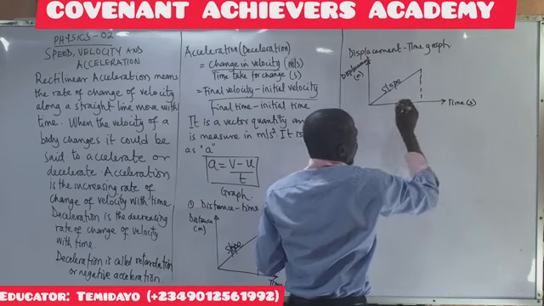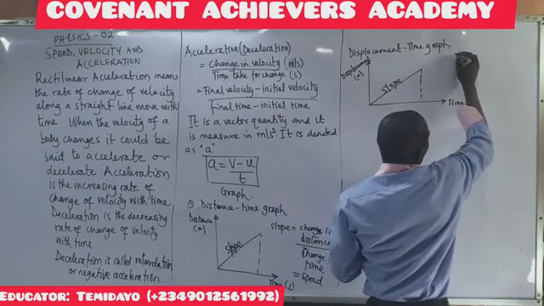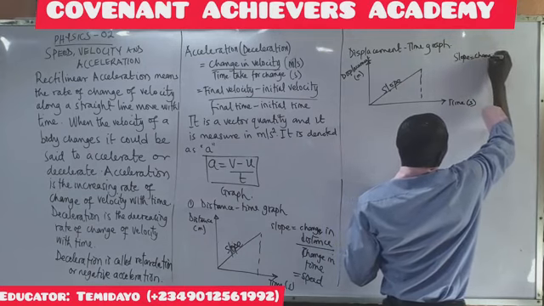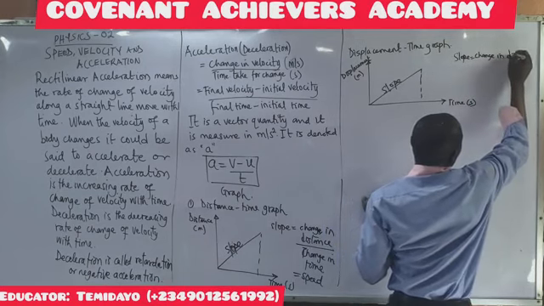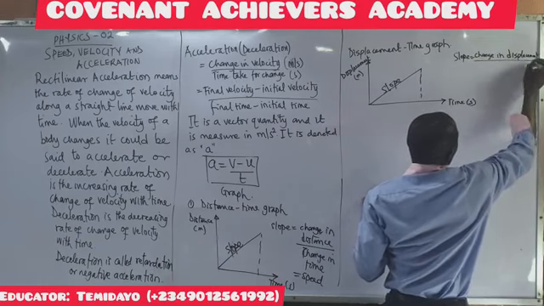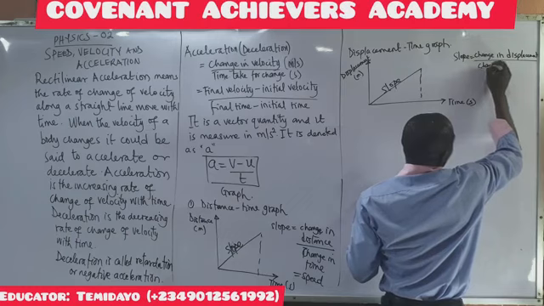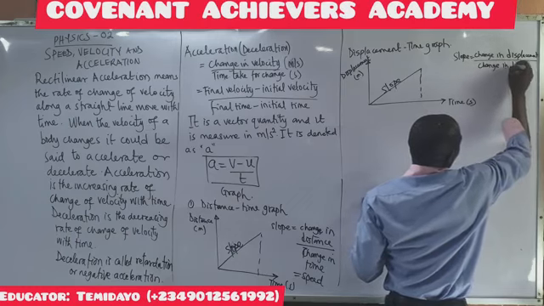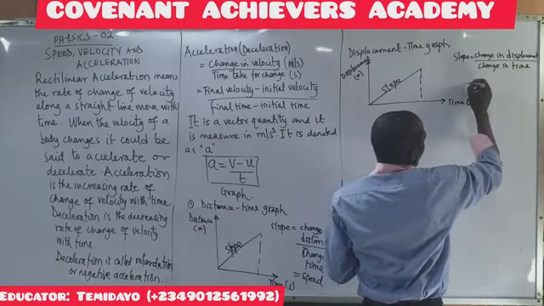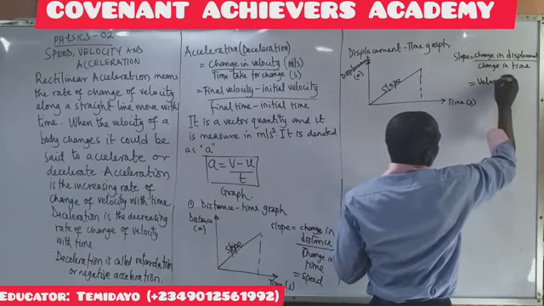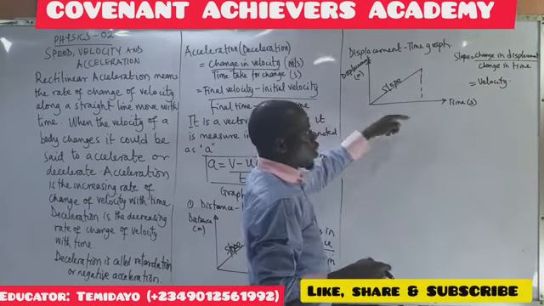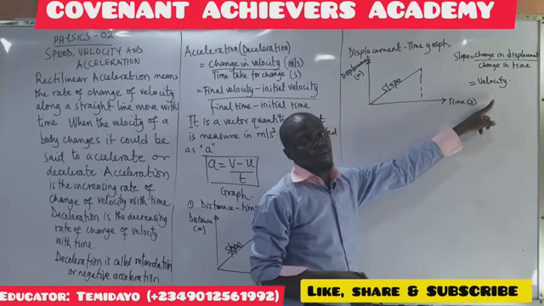And just like what we said in the first case, we are having the slope here to be change in displacement over change in time. When you have change in displacement over change in time, that gives us what we refer to as velocity. So the slope of a displacement-time graph gives us what we refer to as velocity.